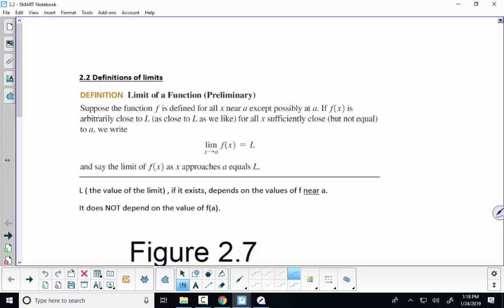So if f of x, or the y values, are arbitrarily close to L, and we can make it as close as we like, as we'll see in 2.7, for x sufficiently close to a, then we can write this statement: the limit as x approaches a of f of x equals L. If that's true, then we just say the limit of f of x as x approaches a is L. L is some real number.